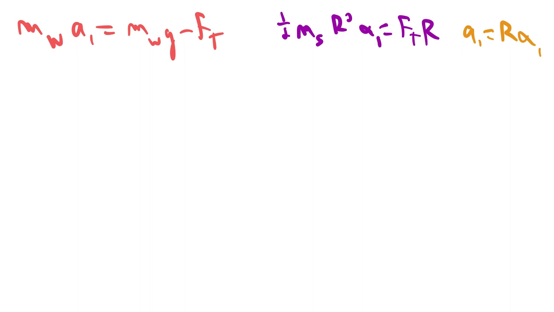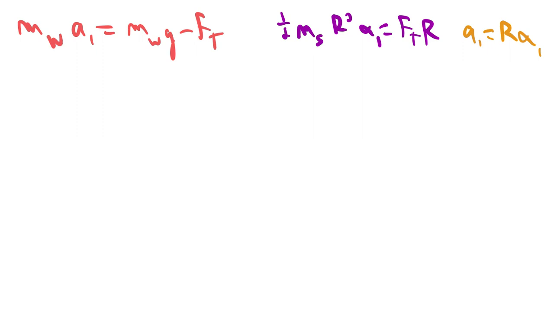So to recap, here are three Newton's law equations plus the kinematic equation. Here we have the second law in translation for the falling weight, and here we have the second law in rotation for the spinning spool, and then over here we have the connection between the acceleration of the falling weight and the angular acceleration of the spool. On one level, it's just algebra, which doesn't comfort you very much, but we can do it.